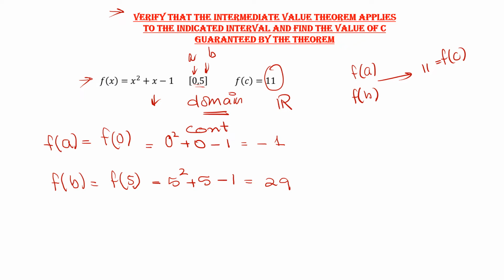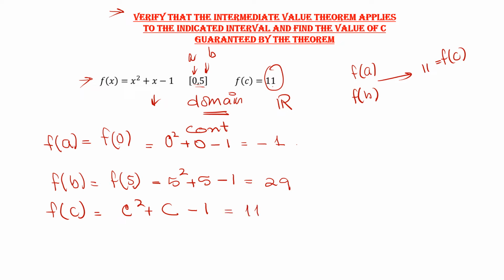And f(c) is 11, which lies between f(a) and f(b). Now if 11 is lying between f(a) and f(b), then the c value you have to find should lie between 0 and 5. So let's suppose what f(c) equals. In f(c), wherever you have x, you just replace x by c. So c squared plus c minus 1. Now what is f(c) equal to? That is equal to 11.